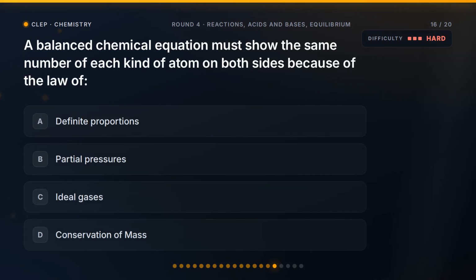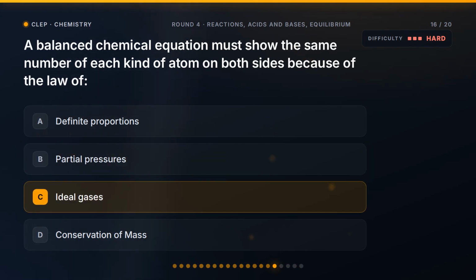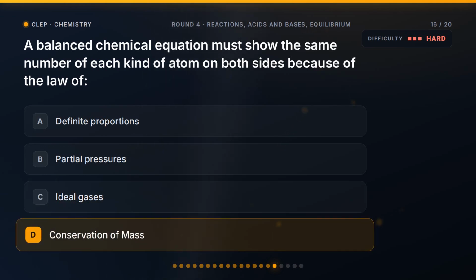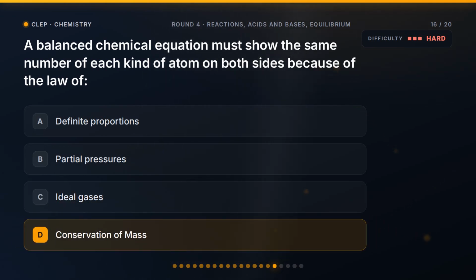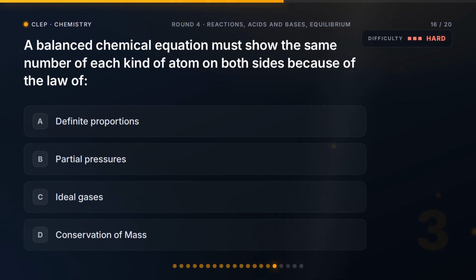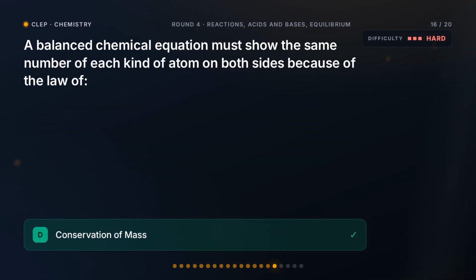Question 16. A balanced chemical equation must show the same number of each kind of atom on both sides because of the law of A. Definite proportions. B. Partial pressures. C. Ideal gases. D. Conservation of mass. The answer is D. Conservation of mass.